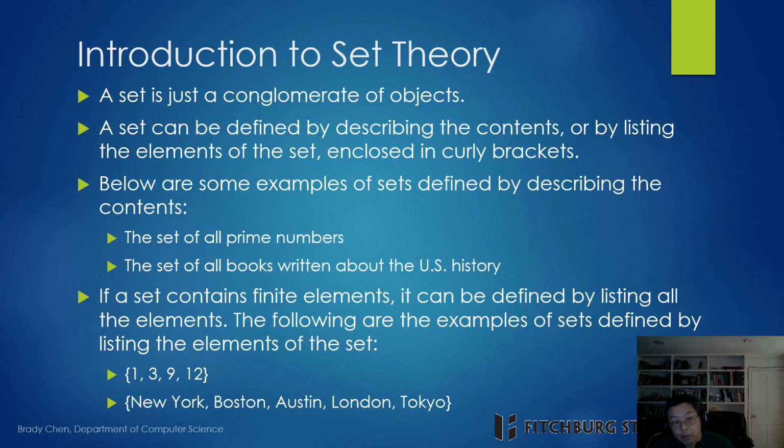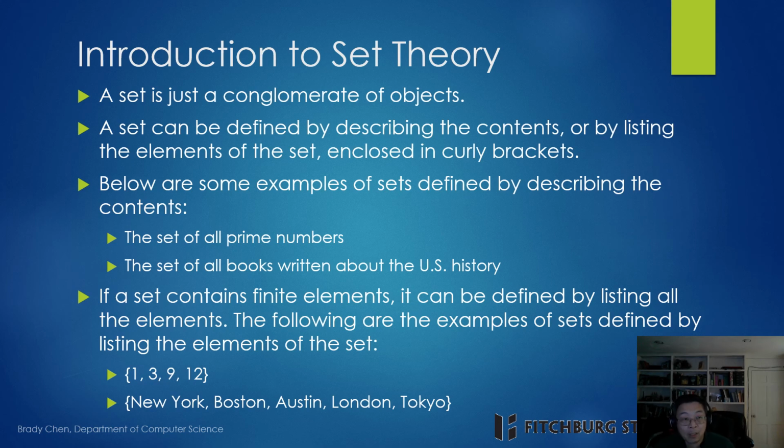So in general, a set is a conglomerate of objects. We can define a set in two different ways. One is to describe the contents using the English language. Or we can define the set by listing the elements of the set, typically enclosed in curly brackets.